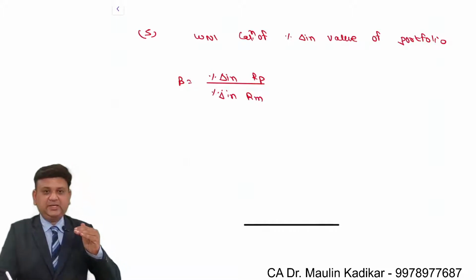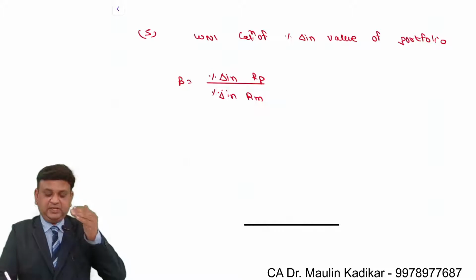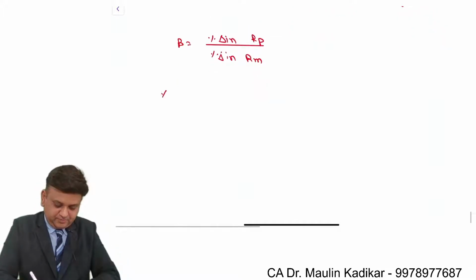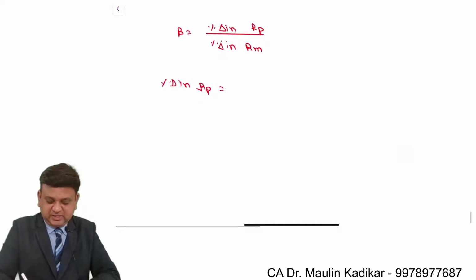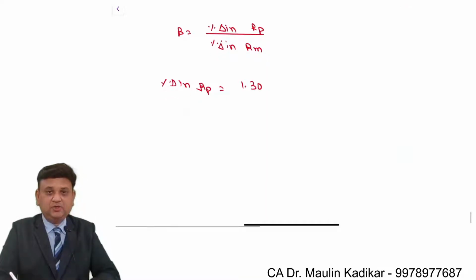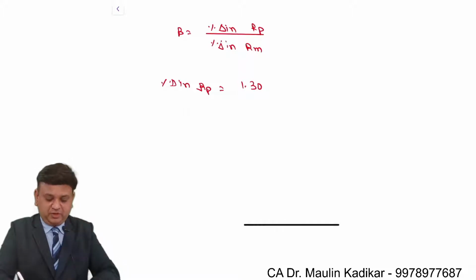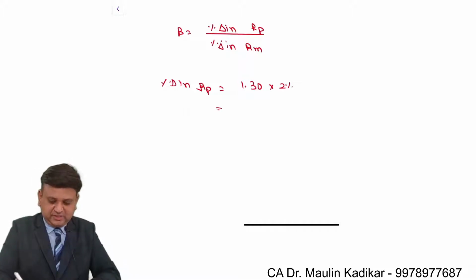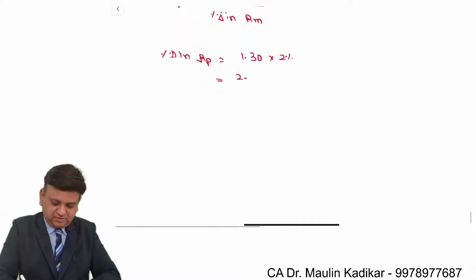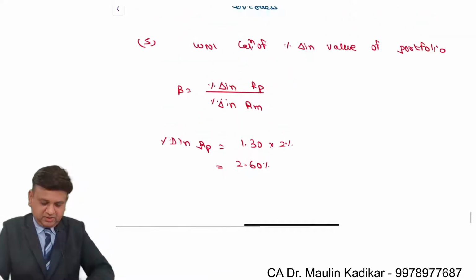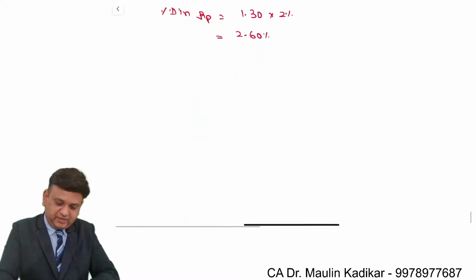What is given in the question? That the return increases by 2%. So the percentage change in RP is equal to, listen carefully, 1.3, which is the beta of the portfolio, into 2%. That comes to 2.6%. Okay, working note number 2.